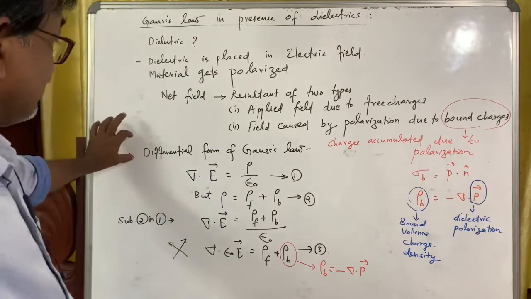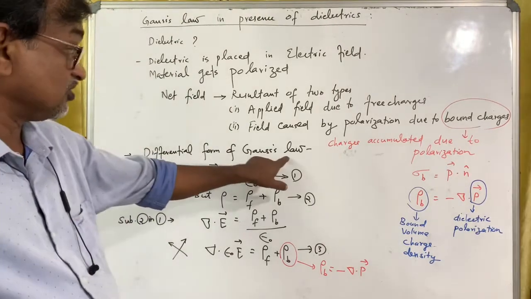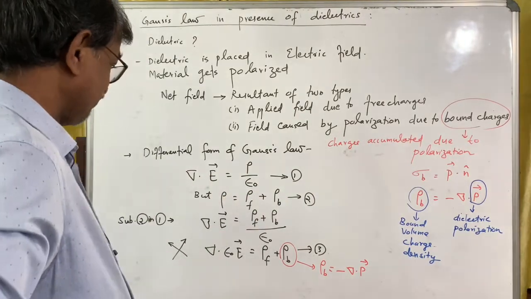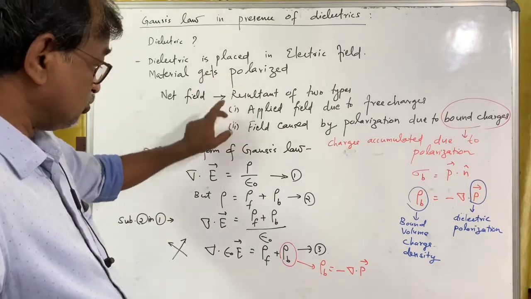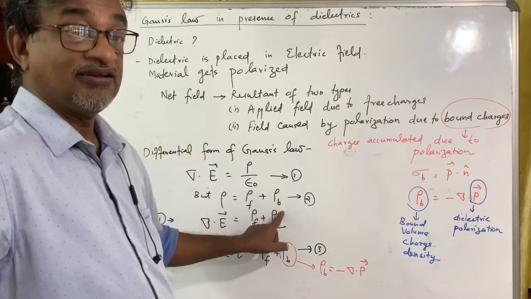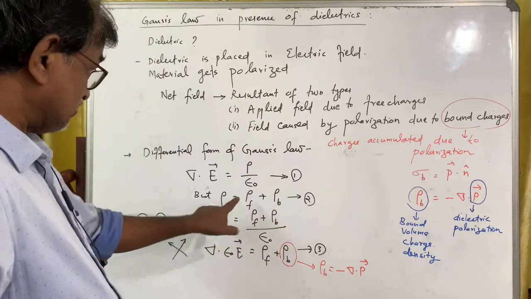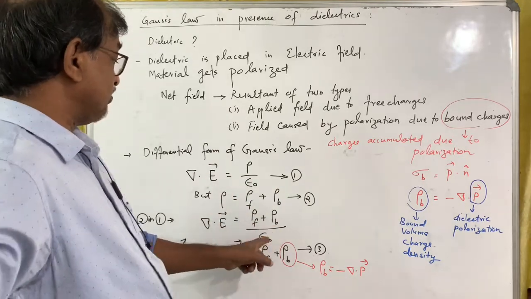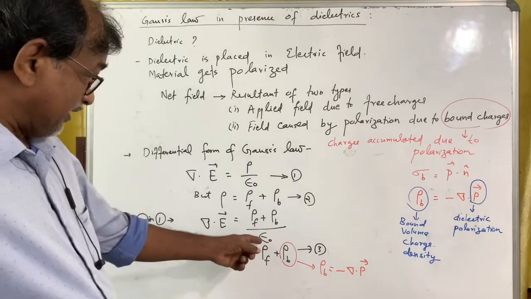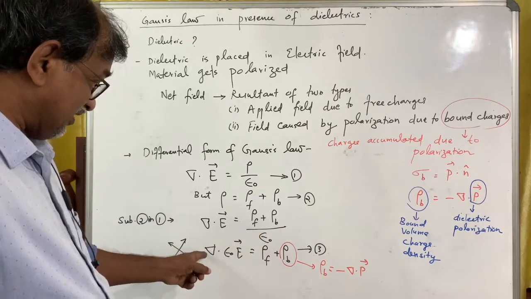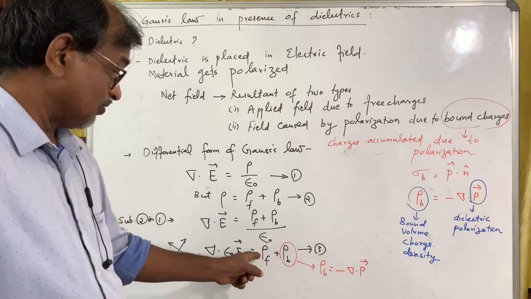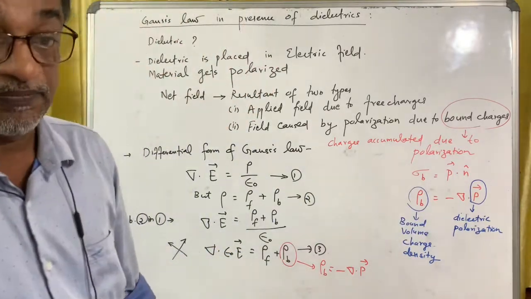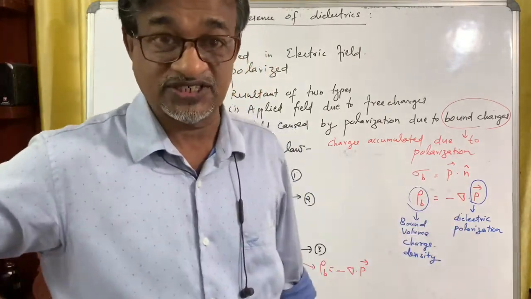So now let us consider the differential form of Gauss's law we have studied in the previous chapter. That is, del dot E is equal to rho by epsilon 0, but rho is a combination of two, that is the free charge rho f and bound charge rho b. So substituting for rho, that is substituting 2 in 1, you get del dot E is equal to (rho f plus rho b) by epsilon 0. Bringing this epsilon 0 to the LHS, you get del dot epsilon 0 E equal to rho f plus rho b, where rho b is equal to minus del dot P, where P is the dielectric polarization.